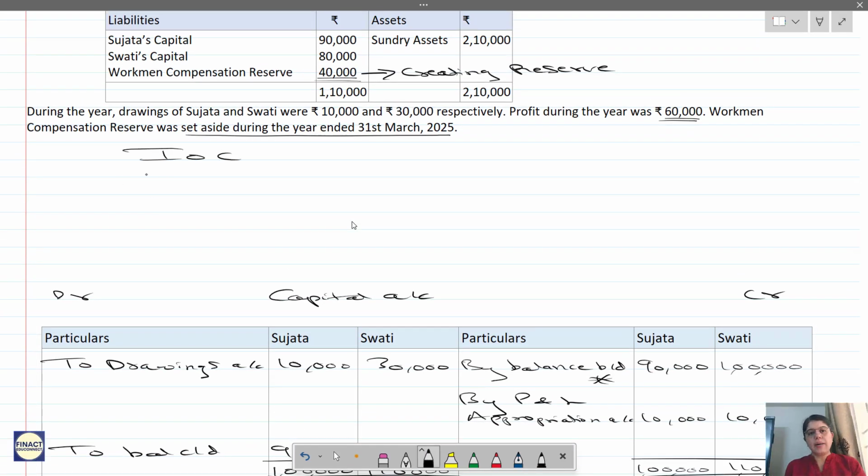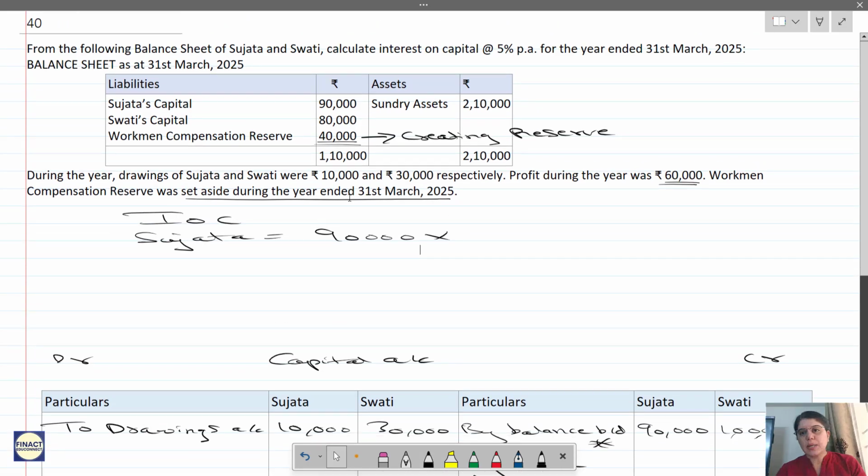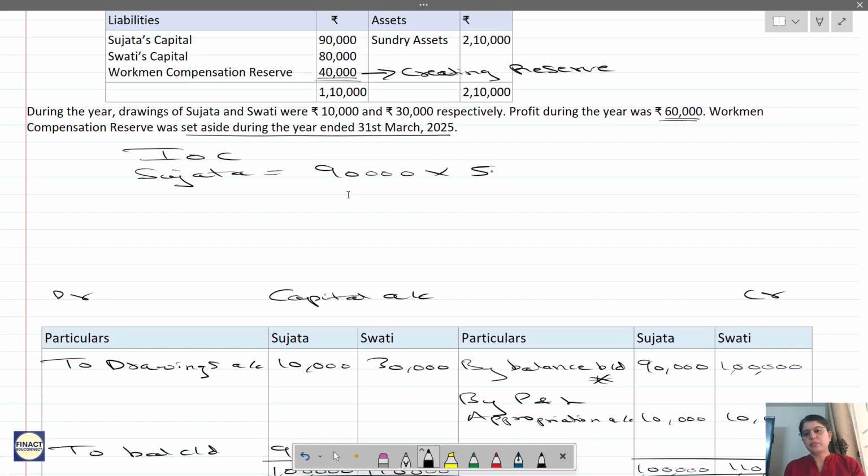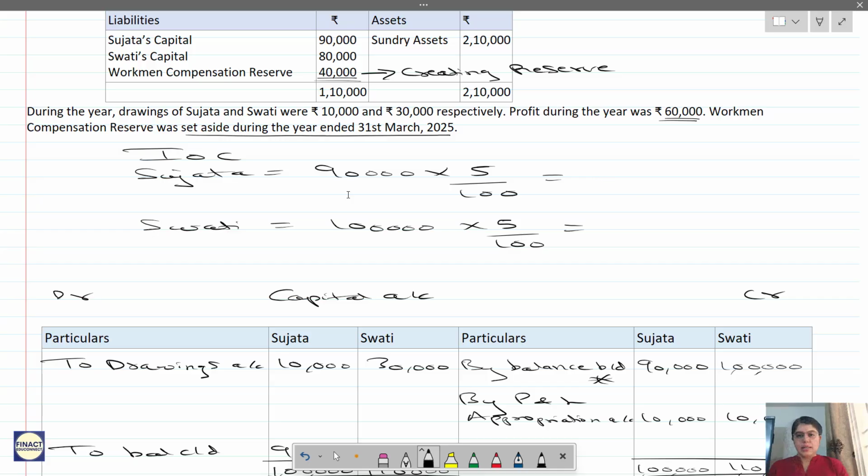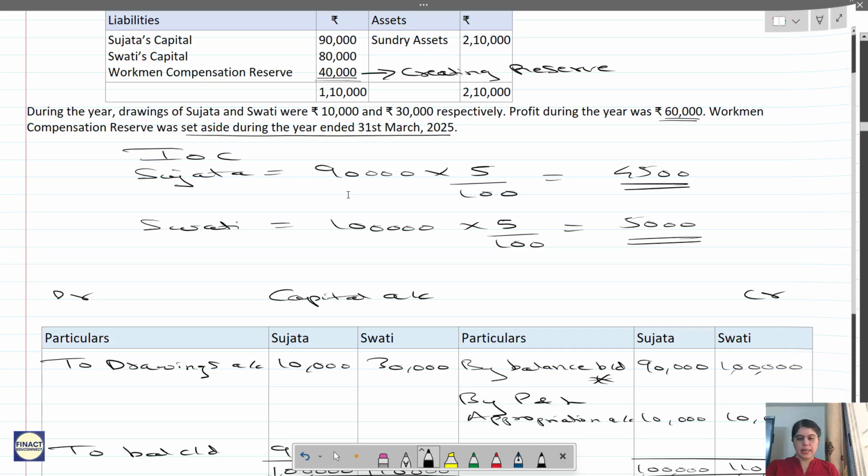So interest on capital, okay, Sujata's balance is 90,000. So 90,000 into how much is the percentage? 5%. So 5 by 100, and Swati will be 1 lakh into 5 by 100. Did you calculate this in this way? Any errors here? Okay, so you got it correctly.